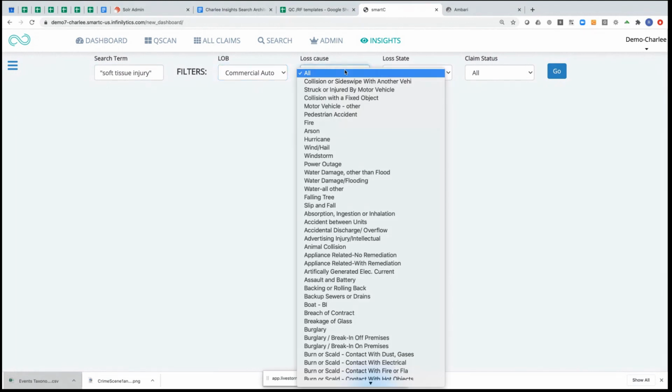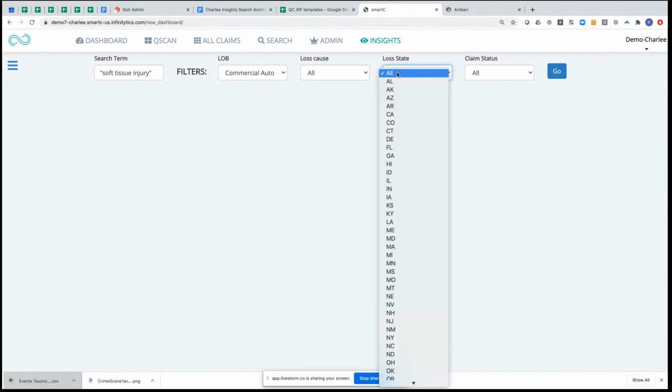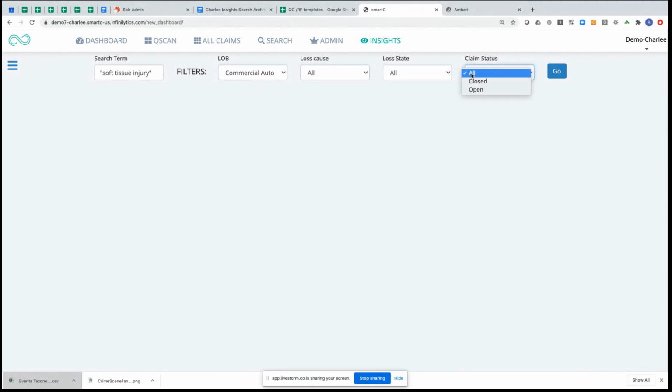There are also various other filters you can apply. Like, for example, you can restrict to certain causes of loss or certain states. You can go to only open or only closed claims if you want. So in this demo, we're going to do all the claims. And there are also other filters that we can add in production if needed.